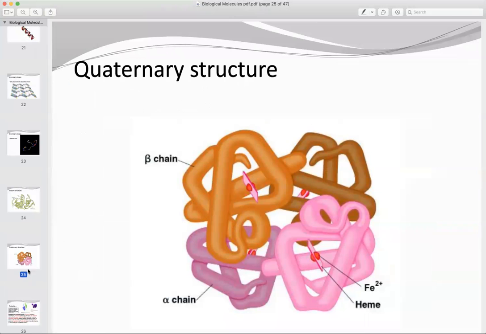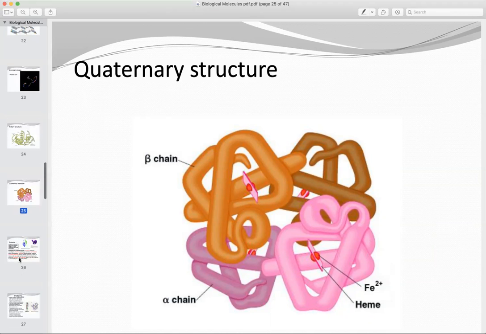Quaternary structure, again, we have the interaction of multiple primary chains of amino acids. Okay, so we have an alpha chain, that's one chain of amino acids here, one polypeptide chain. We have a beta chain here, which is in a different peptide chain. And quaternary structure is basically when we have the interaction of multiple polypeptide chains interacting together. We get this complex quaternary structure.